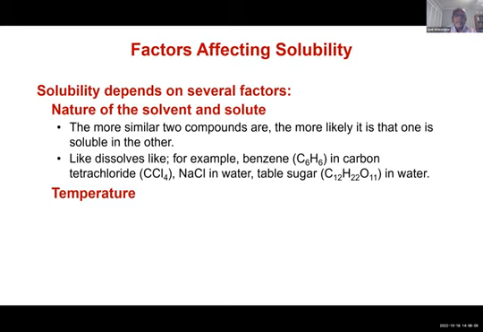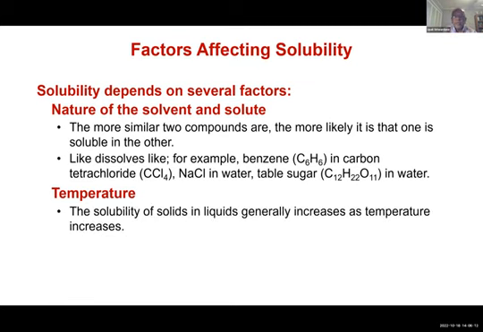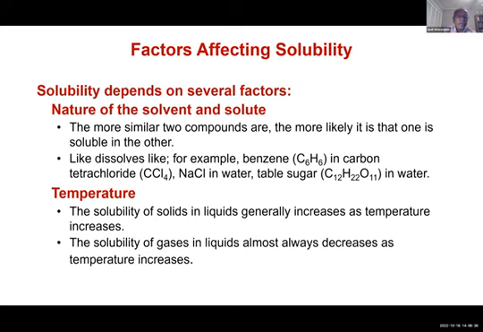Apart from the nature of the solute and solvent, temperature also affects solubility. Once a solution is formed, normally for solids, the solubility increases with temperature. You can put more sodium chloride or more sugar if you heat the solution. There are a few exceptions where the solubility decreases, but mostly solutes increase solubility as the temperature increases.